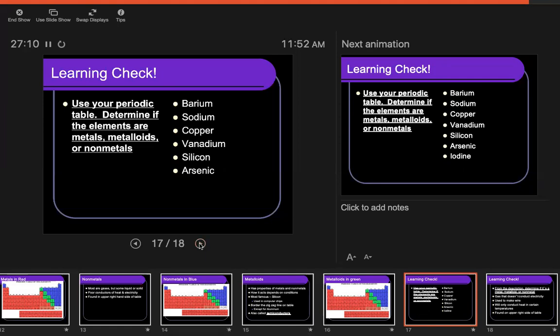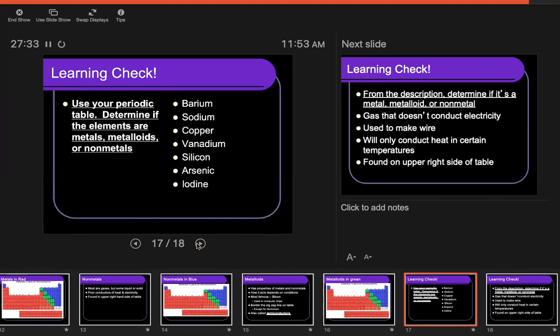What about arsenic, number 33? What is it? It is a metalloid. It touches the zigzag line. Good job. And if you want to draw the zigzag line on your table, we're going to color our table at the end of the week. You are more than welcome to do that so that you have access to it for your tests and quizzes. Let's see. Last but not least, iodine is number 53. What do you think? It's a non-metal. You're right.